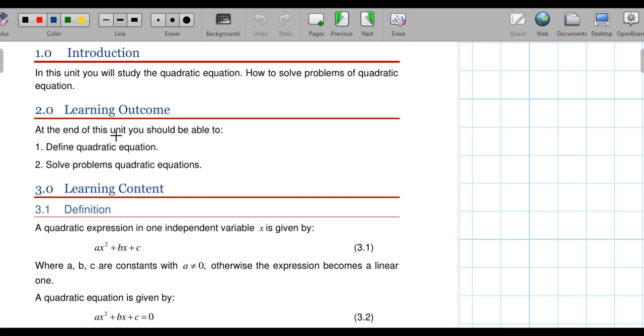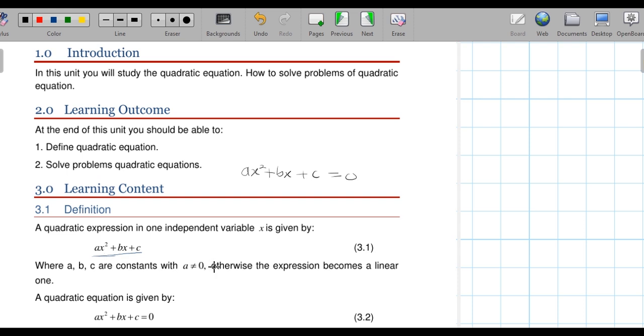So when we speak of a quadratic equation, we are speaking of an equation of this form, where we have ax squared plus bx plus c equal to 0, where a, b and c are constants, and a is not equal to 0, right?